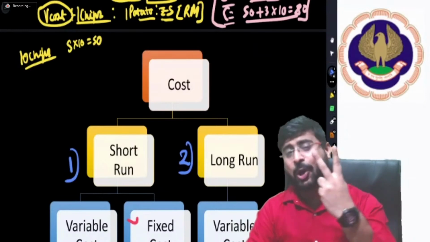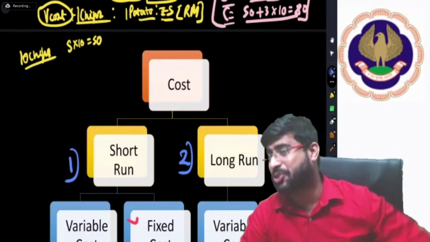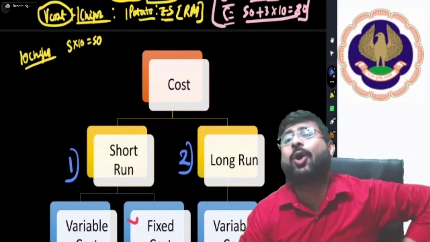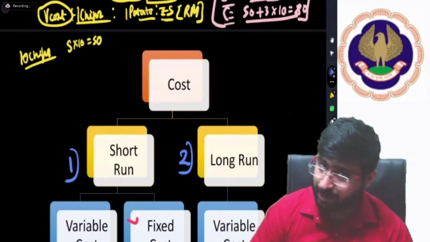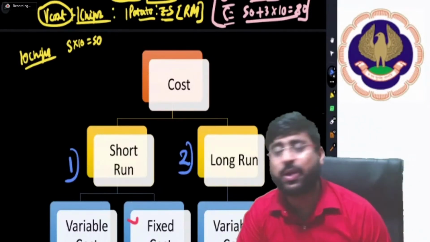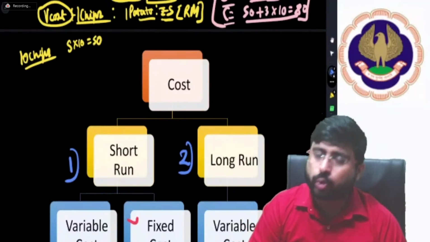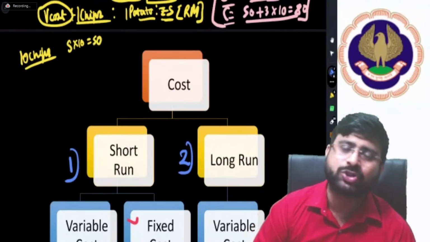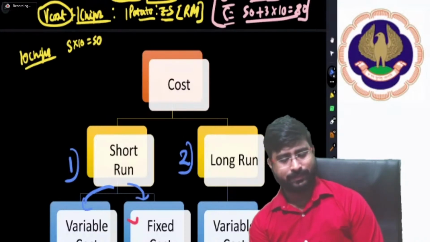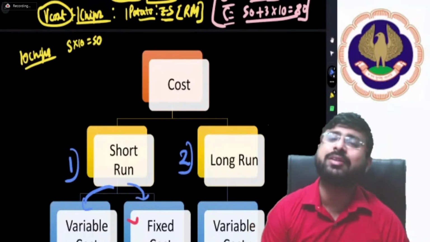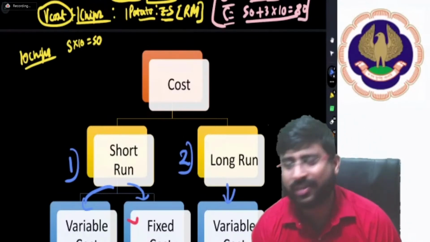In short run, you remember how many factors of production did we have? Two kinds, fixed and variable. And in the long run, all the factors of production were variable. So if in the short run there are two types of factors of production, costs are also two, variable cost and fixed cost. In the long run, since everything is variable, everything is variable cost. I hope it's crystal clear, friends.